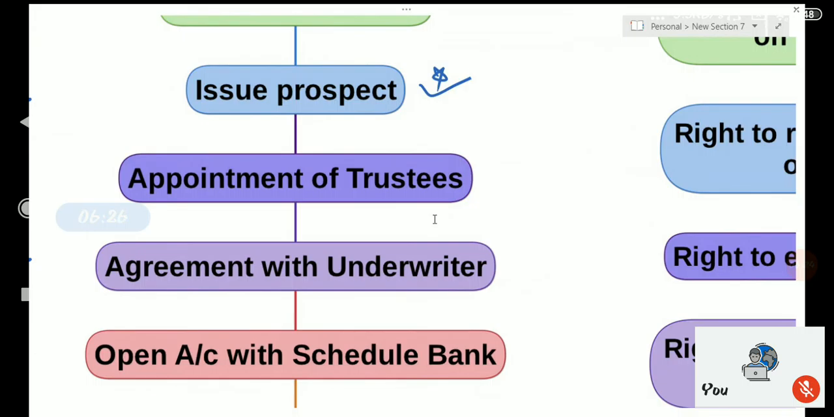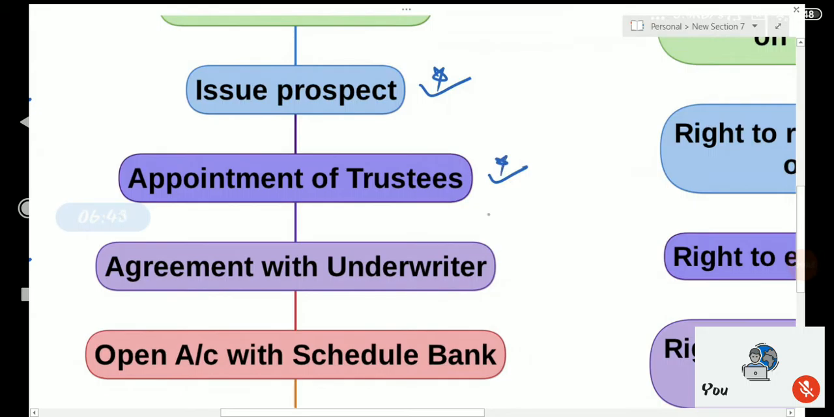So at that point of time, the company has to appoint trustees also. If the company does not appoint the trustees, then the debenture holder will never get assured that their amount is safe with the company. They will never get assured that they will get their amount back. So here the appointment of the trustees will take place.